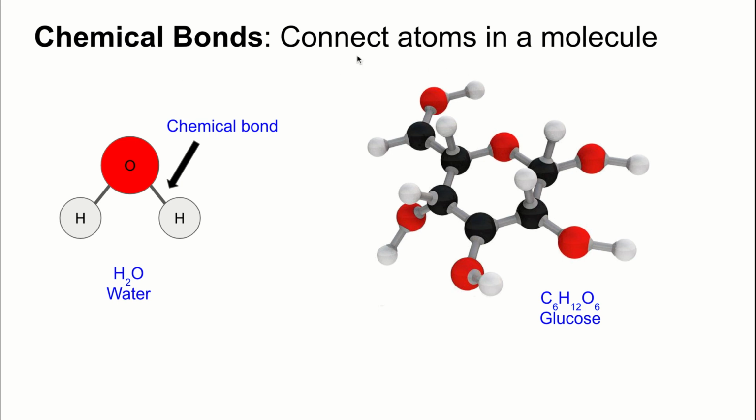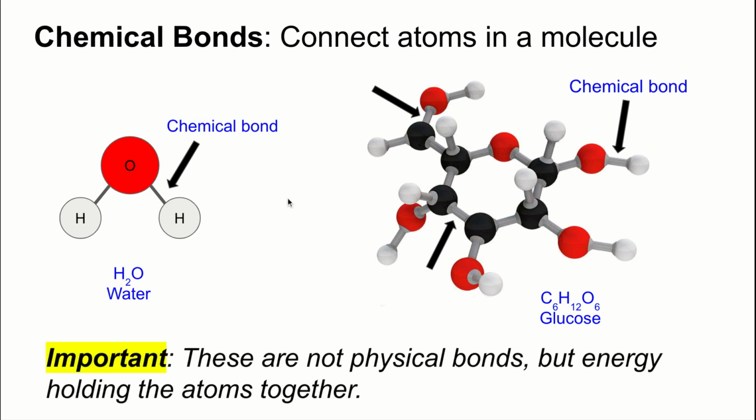So chemical bonds, here's our definition, connect atoms in a molecule, and you can see chemical bonds as these connectors between atoms. What's tricky, but what's really important to remember, is that even though we've represented these as a physical thing or a line, these are not physical bonds or physical objects. They are energy holding the atoms together. Chemical bonds are not anything physical, it's actually just energy holding the atoms together.